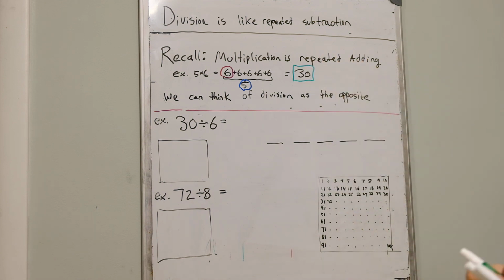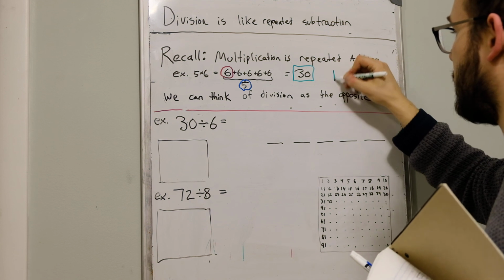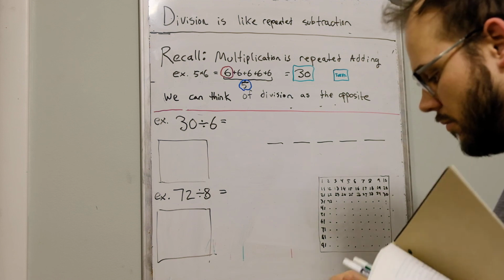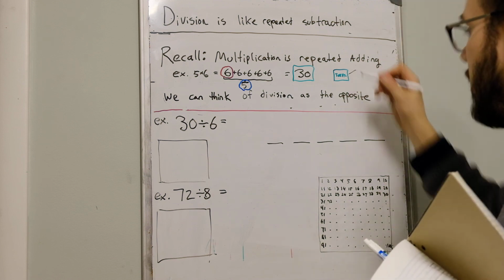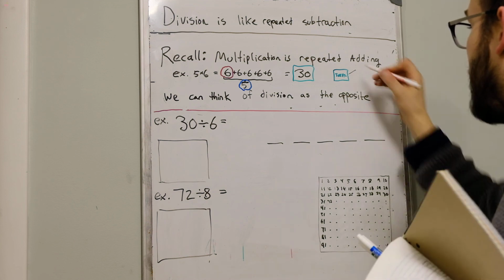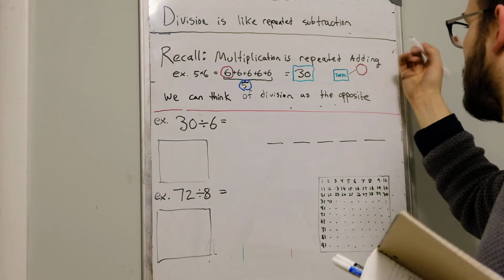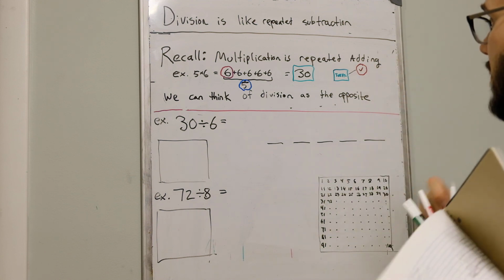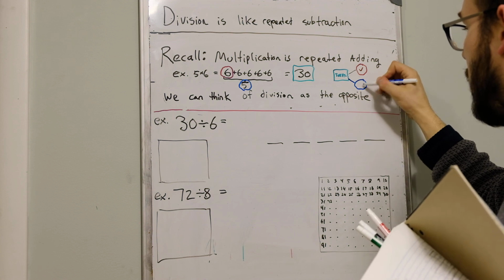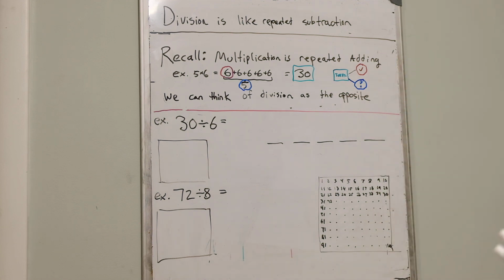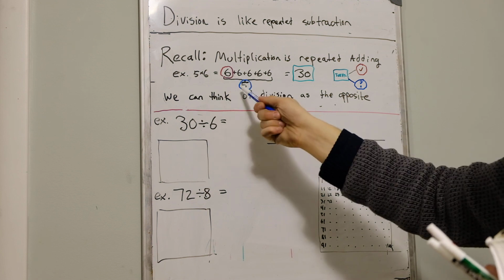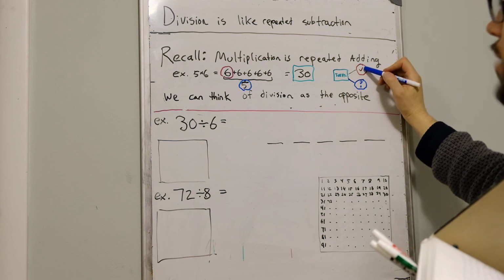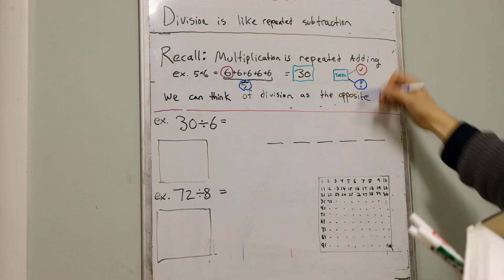Okay, so division is going to do the opposite. Division is going to take a total and a group size, and it's going to ask us to find how many groups. So with multiplication, we know what's in the group and how many, and we look to find a total. With division, we know the total and we know how big the groups are. We want to know how many.